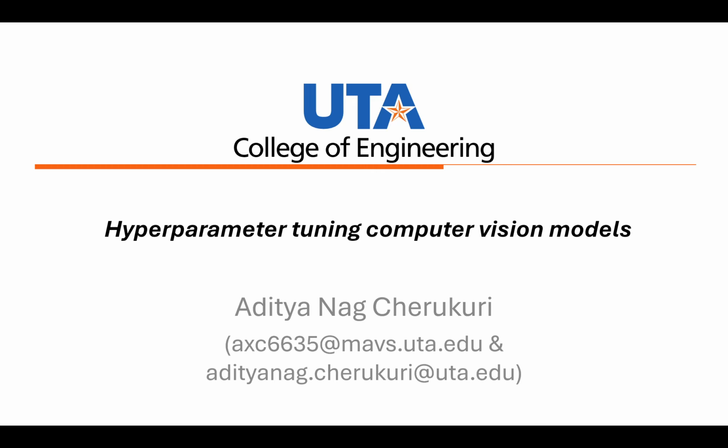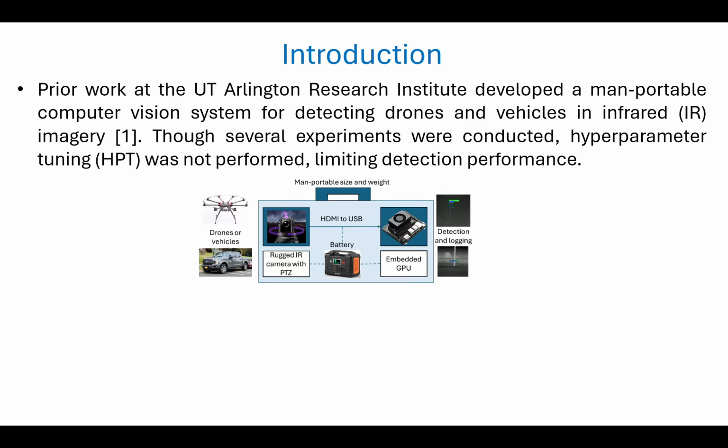Today's presentation walks through how that problem is tackled using deep learning and optimization to push detection performance further. The foundation of this work is a man-portable computer vision system developed at the UT Arlington Research Institute, designed to detect drones and vehicles in infrared imagery.